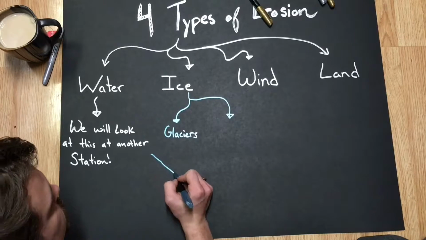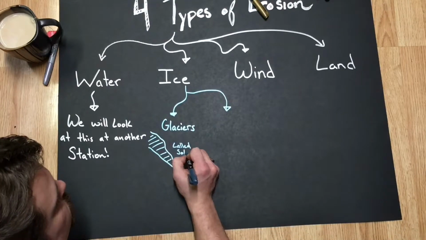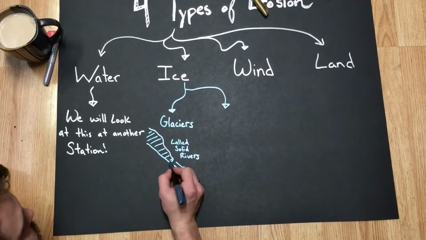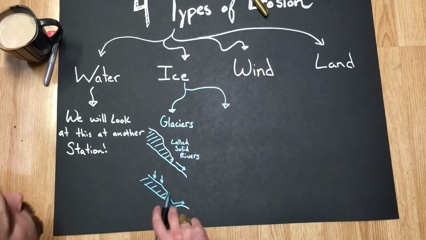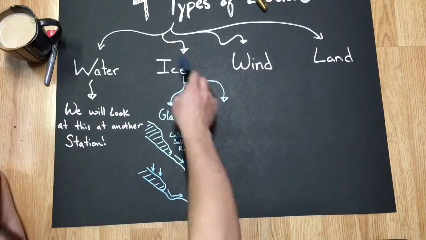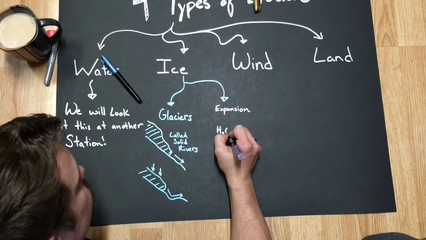Now there are 2 ways that ice can erode things. The first way are glaciers, which move massive amounts of land, carving their way down. They're called solid rivers because they flow downhill with gravity, pushing and dragging along different debris as they go. The second way that ice can erode a rock is through expansion.